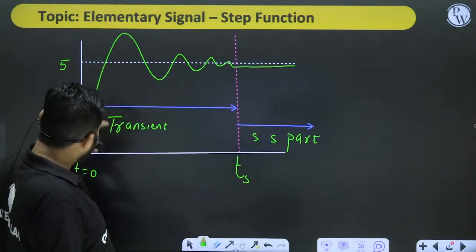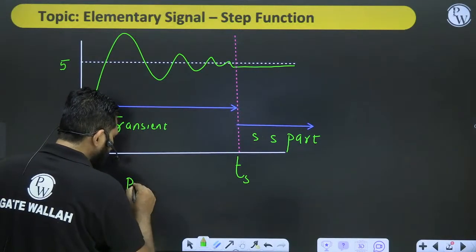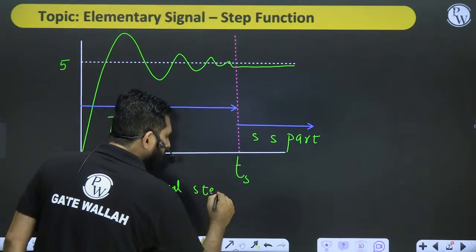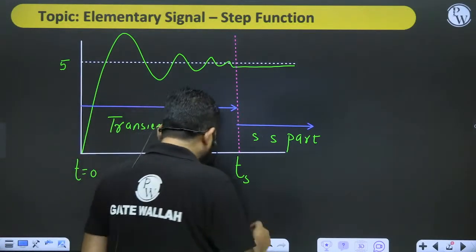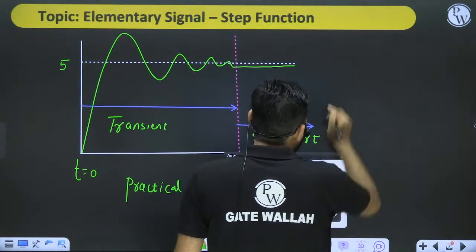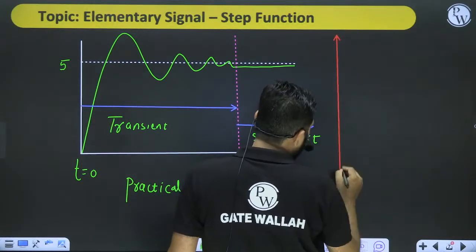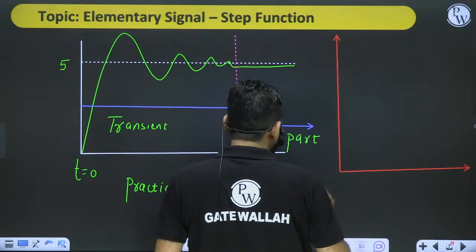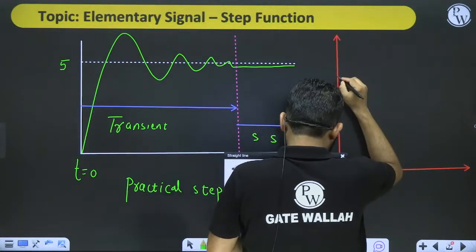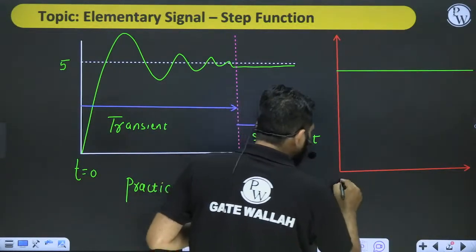So this whole thing is what we say is a practical step. We never get the ideal step. What is the ideal step then? The ideal step is this. So the value starts from t equal to 0.